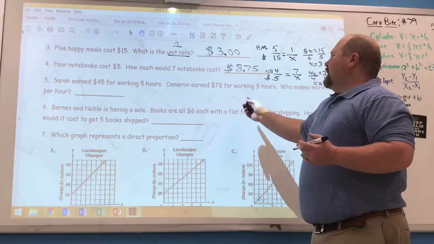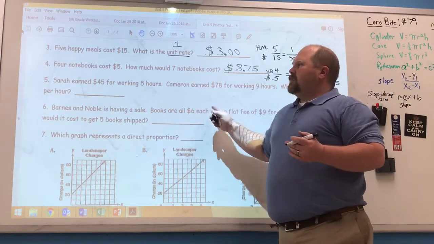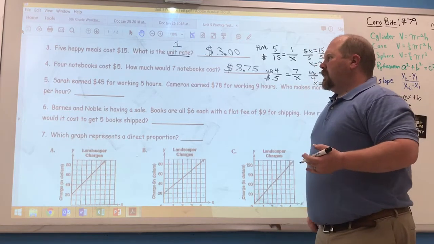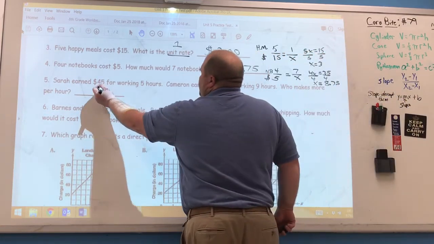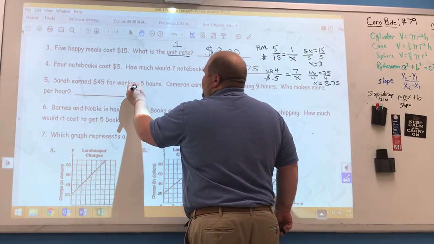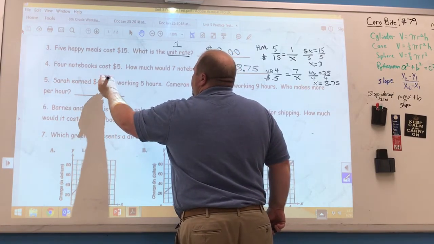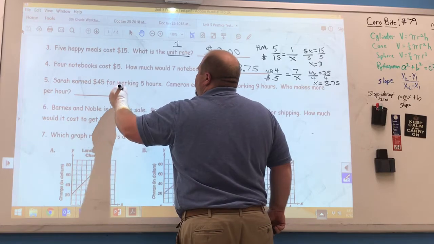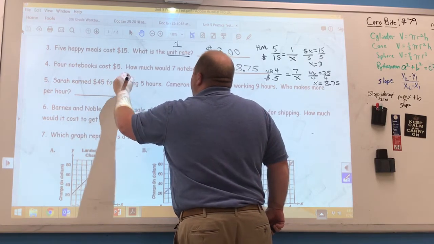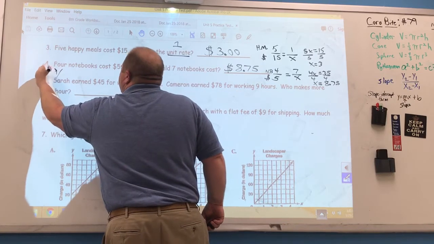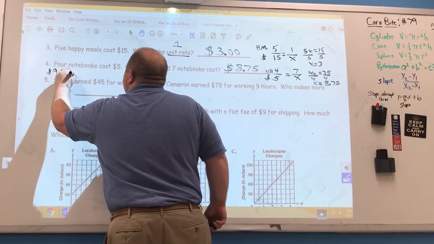Although these can be set up as proportions, they'd be 2 separate proportions to find the unit rate. I'm going to let you skip a little bit of the work and just go straight to it. You can figure out $45 for 5 hours. You simply divide dollars by hours. In this case, 45 divided by 5, we find that that's going to be $9 per hour. So Sarah is going to make $9 per hour.